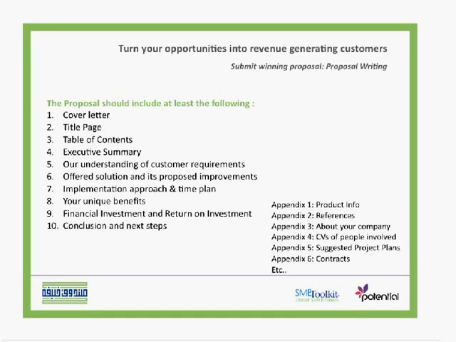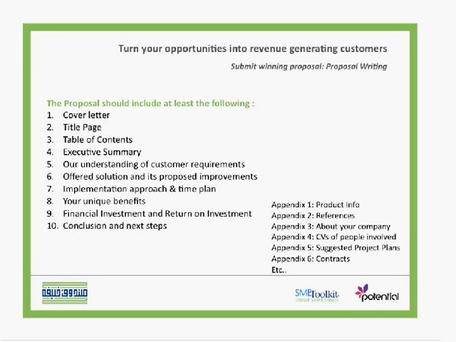And eight, our unique benefits. Maybe, as we said before, for the same product that we are providing, we have many competitors that are providing the same service for the same product. So it's very important to show at this stage the unique benefits that we have against others. Nine, financial investment and return on investment.